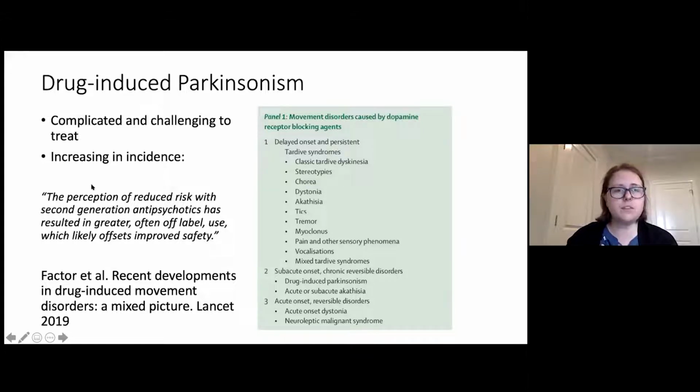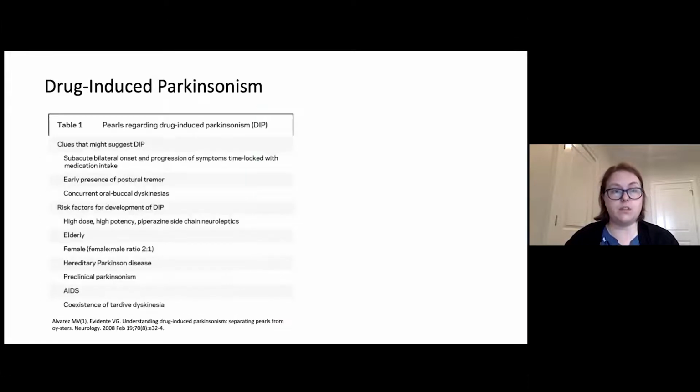I also wanted to mention that we're actually seeing an increasing incidence of drug-induced Parkinsonism. That's likely because of the increased use of second-generation antipsychotics, which, although they are safer than the original antipsychotics, are being prescribed very, very widely for an increasing number of indications. So more and more people with depression are getting them. And so we're actually seeing more of this than we used to.